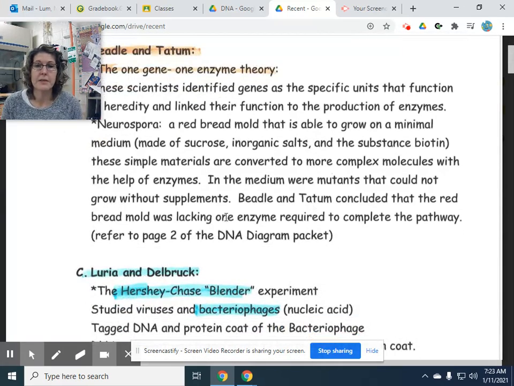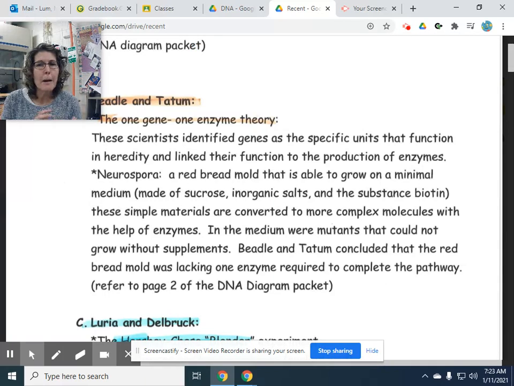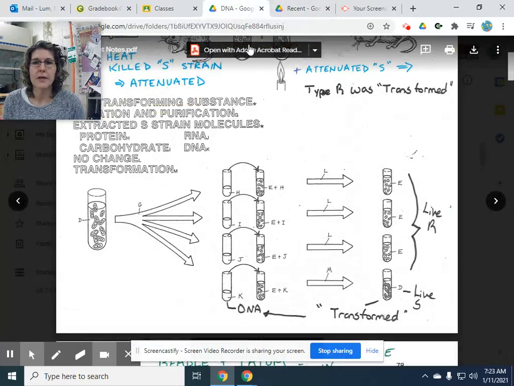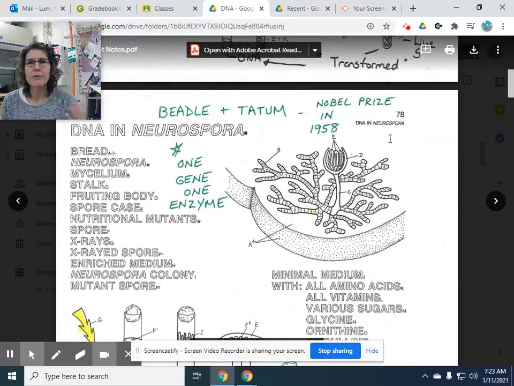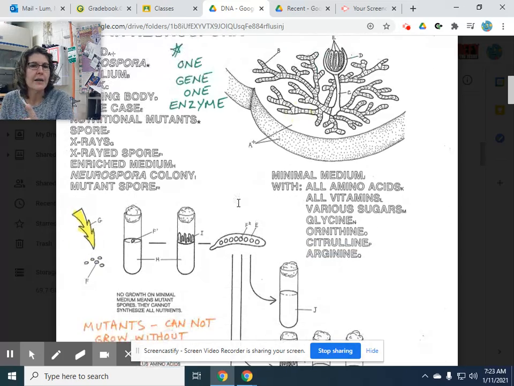So when we're looking at these particular guys, and we'll look at our packet here in a moment, they were actually working with red bread mold. And they were looking at these different amino acids that they were either to pull out or put in to see whether or not this mold was able to grow there. So if we're looking at our particular diagram, we're going to go to page 2 here. And there were a couple scientists that kind of went through and did this. Beadle and Tatum actually won the Nobel Prize for this in 1958. This whole idea of one gene codes for one specific enzyme in your body.